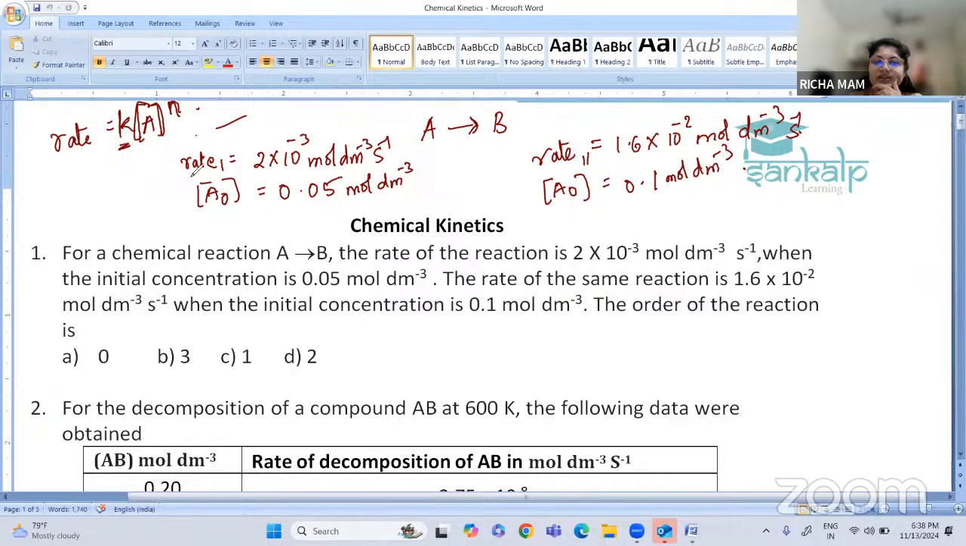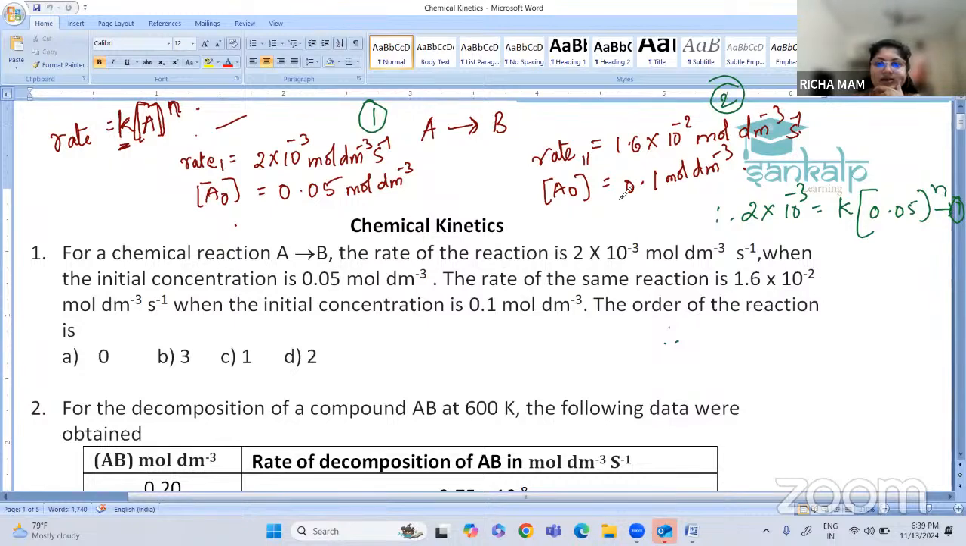Okay. So these are the given things. Rate 1 and the initial concentration. This is rate 2 and this is the initial concentration. So let us write the rate equations for both by applying the rate equation. First one and second one. So rate is equal to 2 into 10 raised to minus 3 is equal to K into the initial concentration, that is 0.05 raised to N. Right. So this is the first equation.